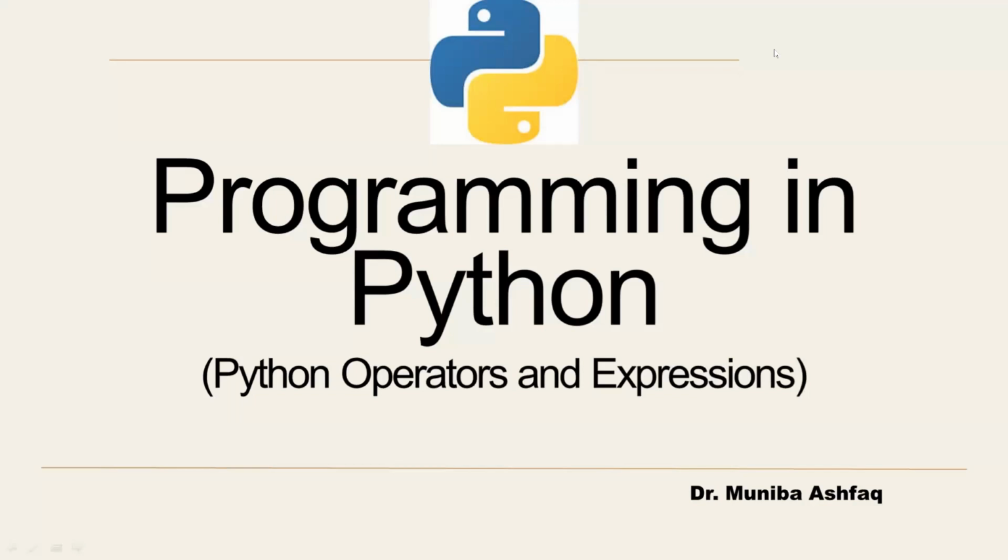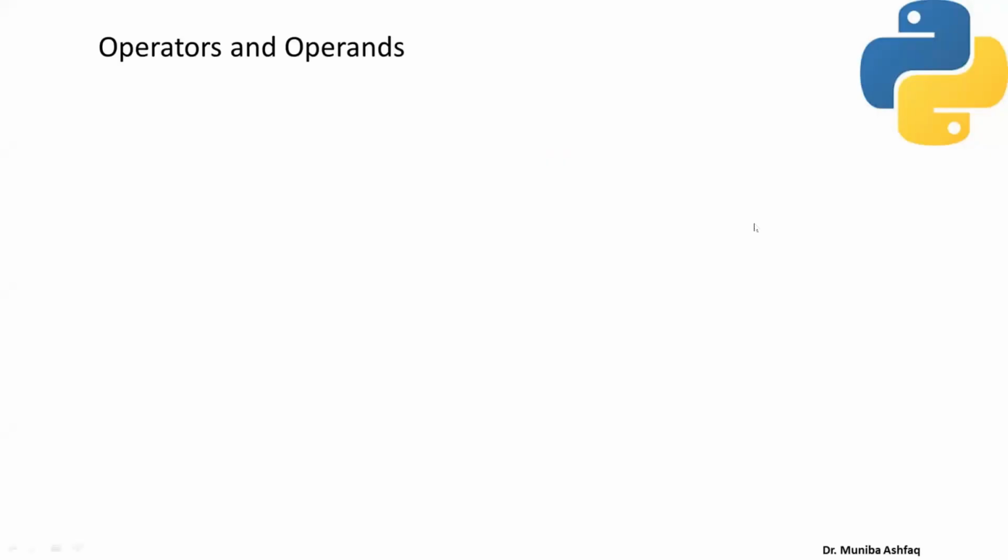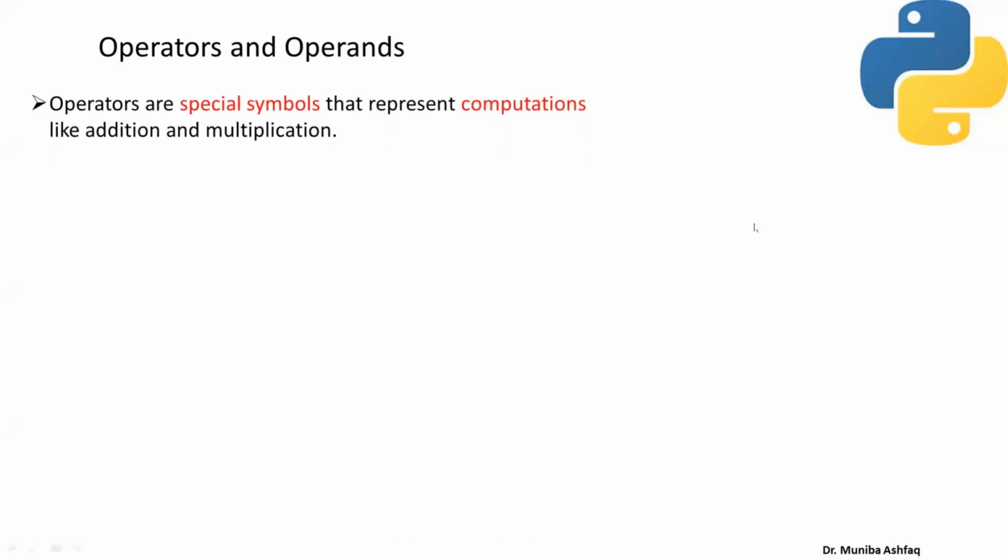Everyone, today we will talk about Python operators and expressions. Operators and operands. Operators are special symbols that represent computations like addition and multiplication. The values the operator is applied to are called operands. So there are two things, one is operators and the other is operands. Operators are symbols that represent some sort of operation like addition and multiplication, and operands are the values on which these operators are applied.